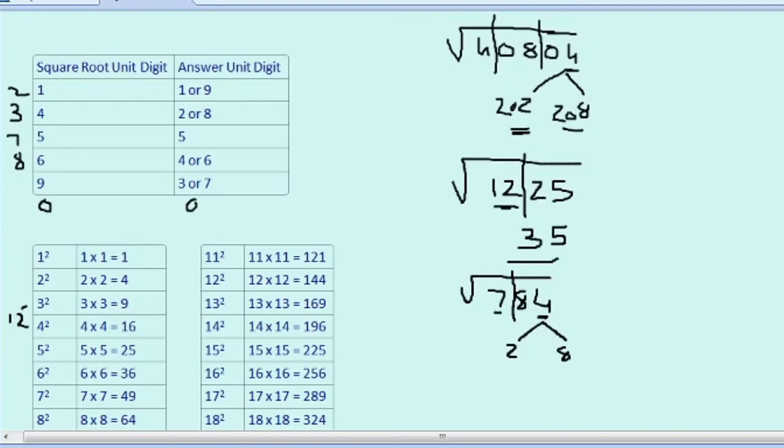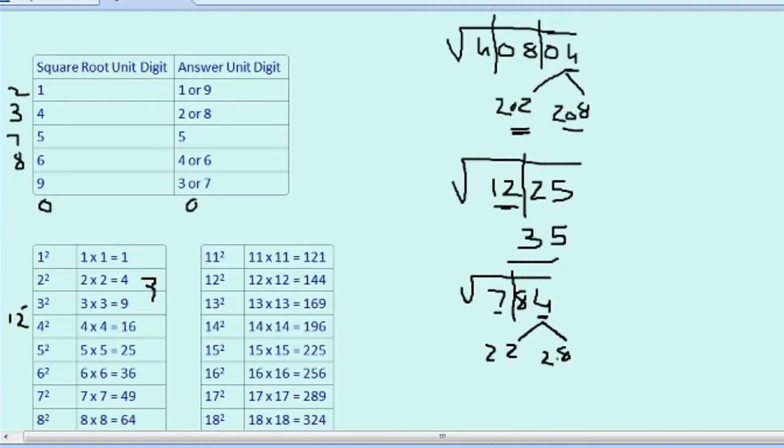Now we'll come to this part. Here we have 7. Where we can find 7? 7 we can find between 4 and 9 here. In the squares, it is between 2 square and 3 square. Okay, 7 will be here. So we'll go to lower side. So the answer can be either 22 or it can be 28.